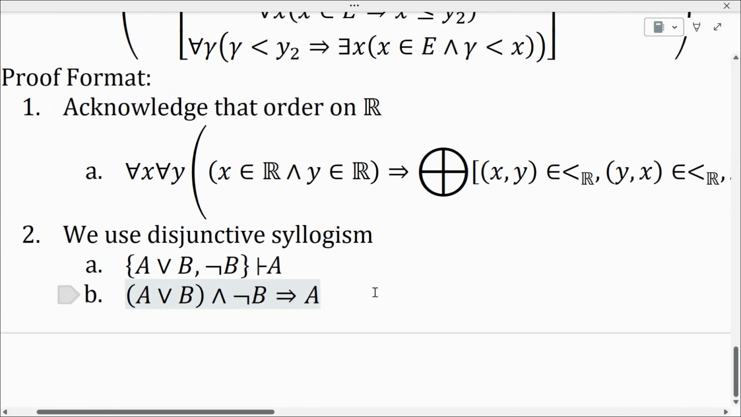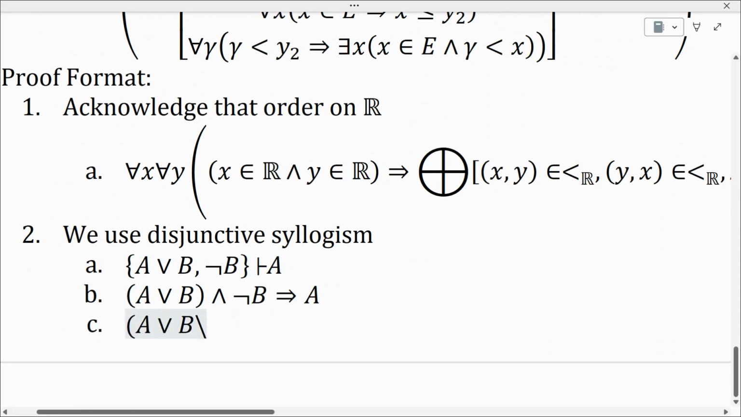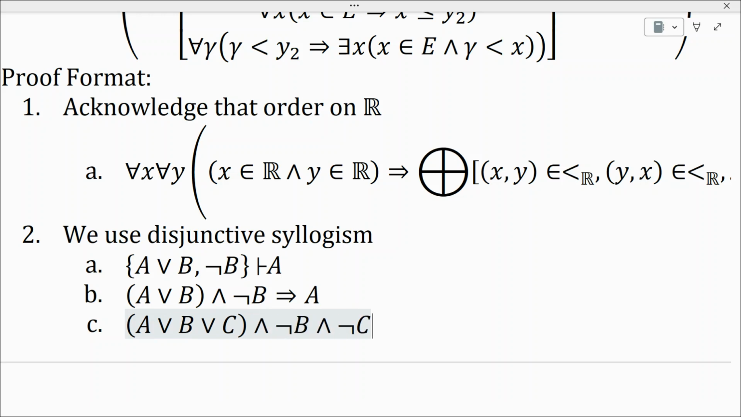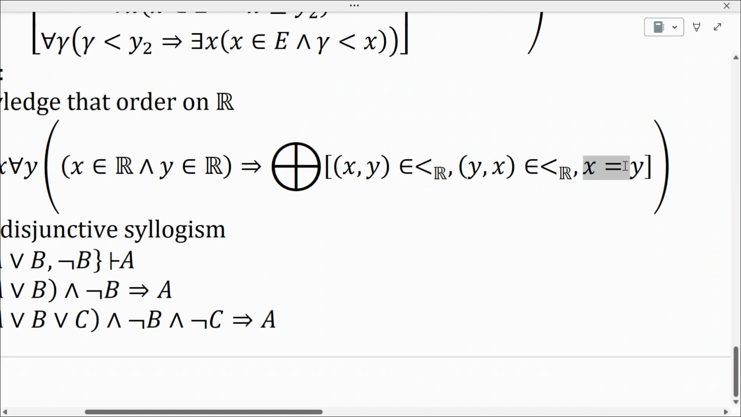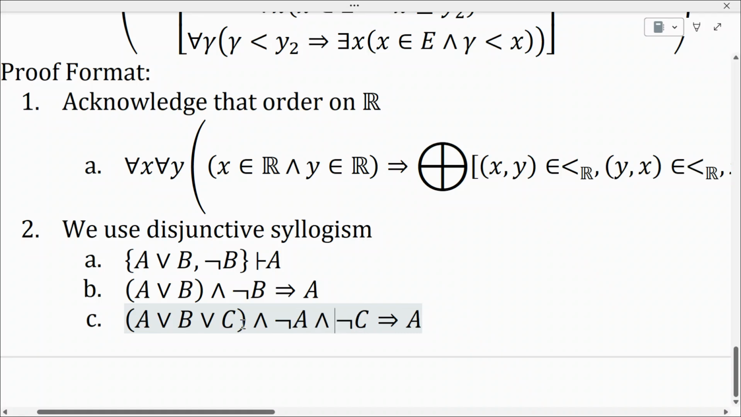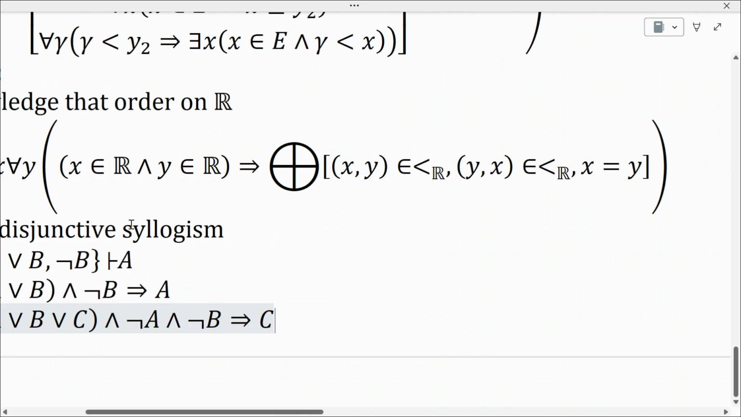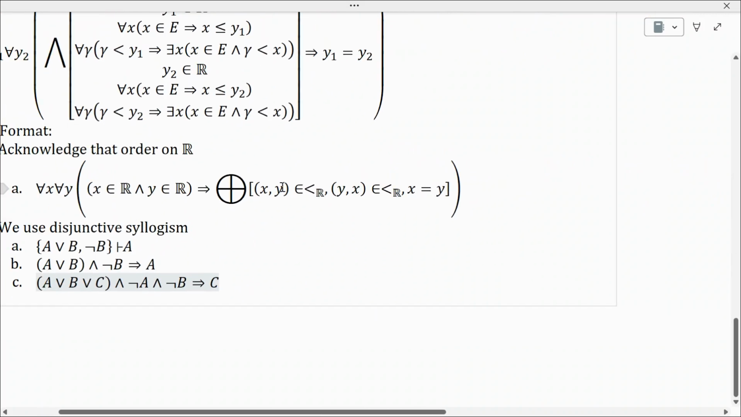So 3 statements. What would be an example with 3? So A, B, B, B, C, wedge, neg B, wedge, neg C, A. Okay, so maybe I should have done it by C. So maybe I'll do neg A, neg B. So you can have a sort of matching. We have these 3 things. This is maybe the A statement, this is the B statement, this is the C statement.